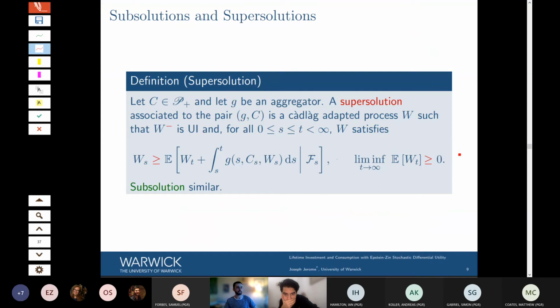So we've only solved the Hamilton-Jacobi-Bellman equation, which gives us a candidate, but it doesn't prove optimality unless we've got much stronger conditions. So we're going to prove that now.